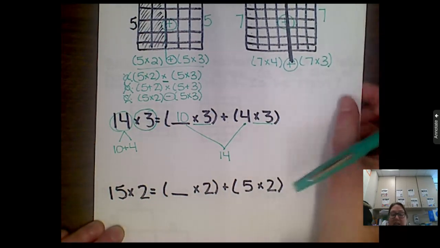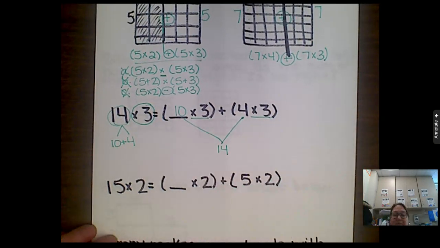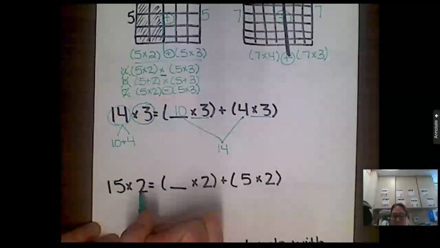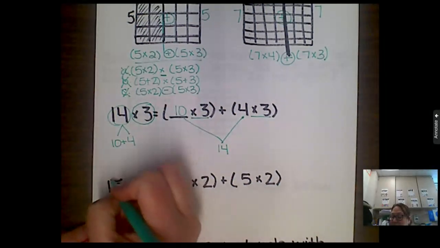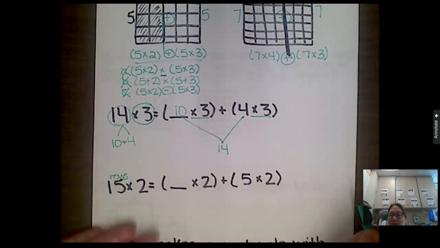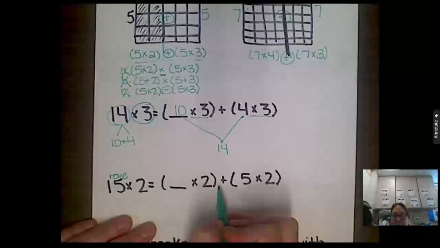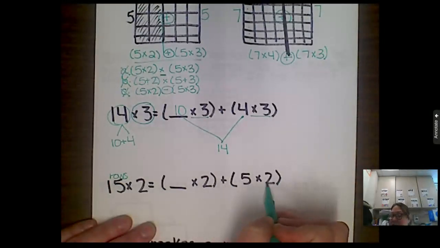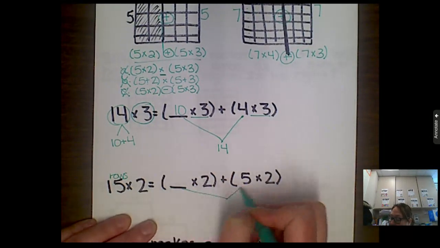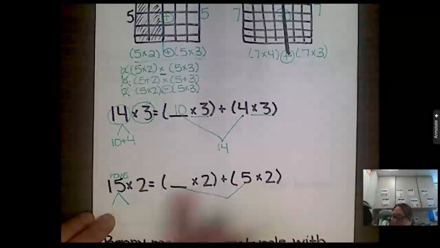Let's look at the next one. Go ahead and pause your video and try this one on your own because it's similar. Okay, so we have 15 times 2. So this means we have 15 rows with 2 in each one if we want to visualize that picture in our head. So we have blank times 2 in each row plus 5 times 2 in each row. So between this number and this number, this would be our total number of rows. So we want to have 15 rows.